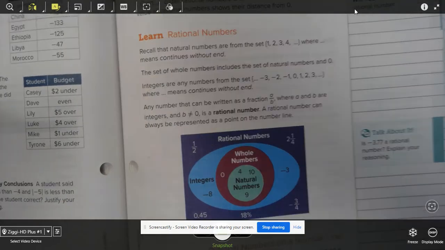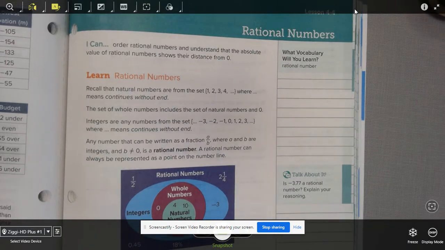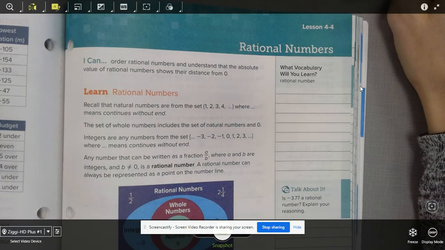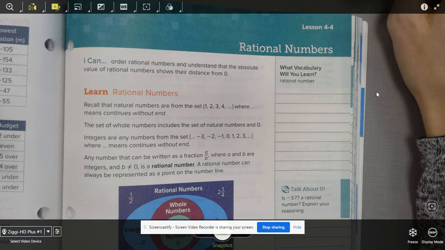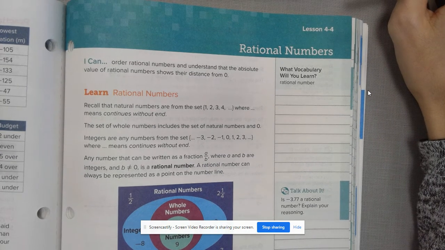Hello, today I'm going to cover rational numbers. I'm on page 215 in the textbook. Recall that natural numbers are from the set 1, 2, 3, 4, and so on, where the ellipsis means it continues without an end.